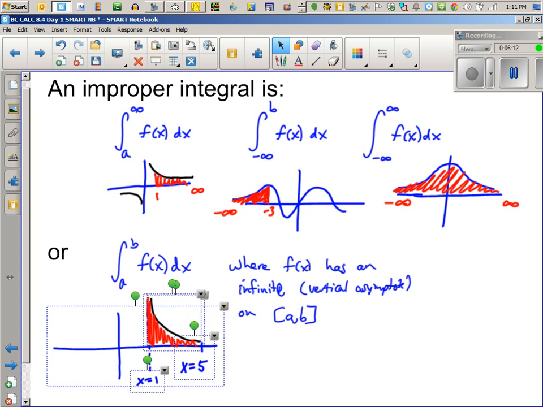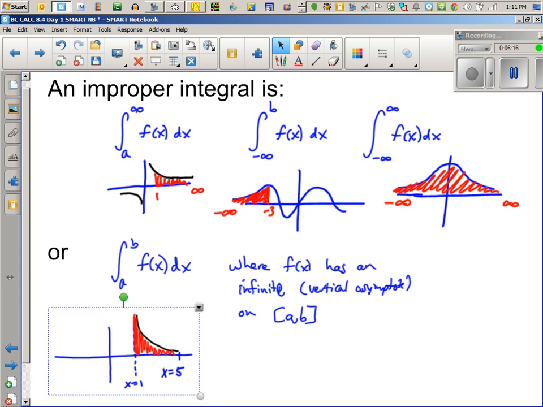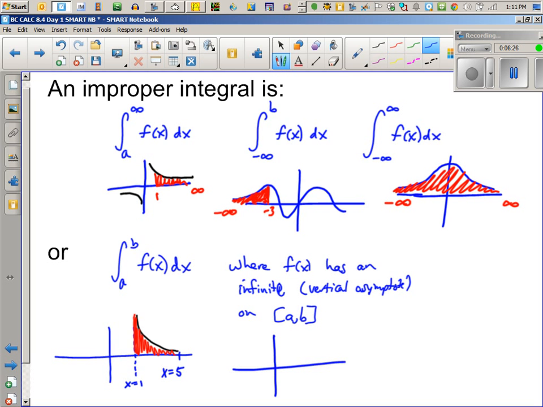Improper, because we're finding the area up against an asymptote. Another one would be if you were going from a number to an asymptote. This would be the same kind of thing. So maybe you're going from x equals 1 to x equals 5 again, but there's actually a vertical asymptote at 5. So it looks like this, and you're trying to find all this area.